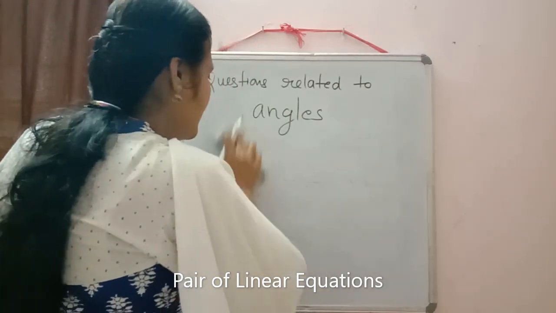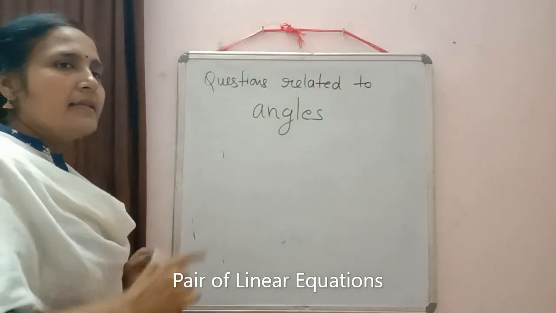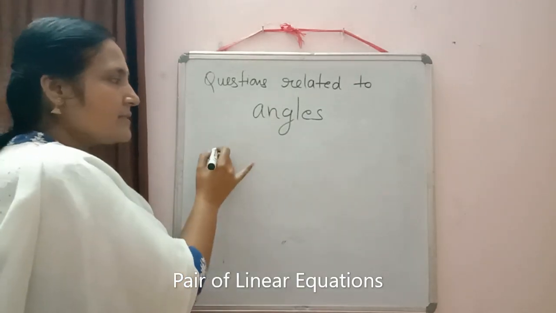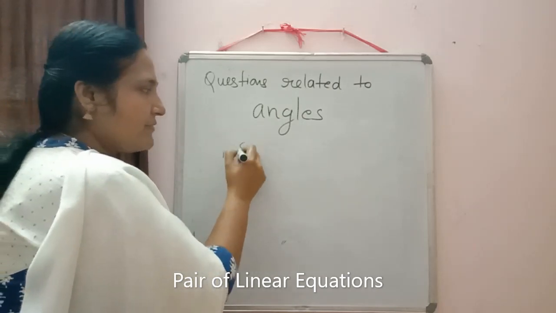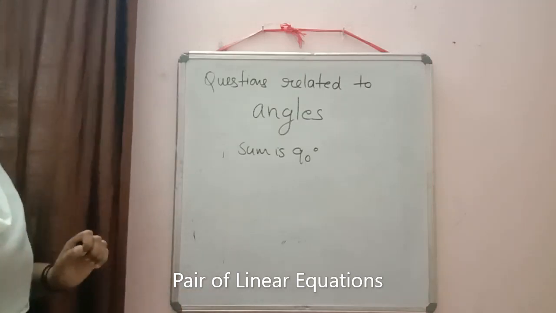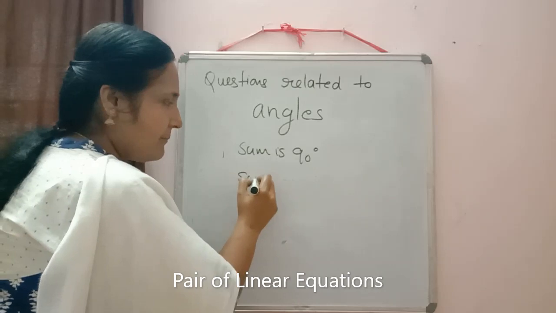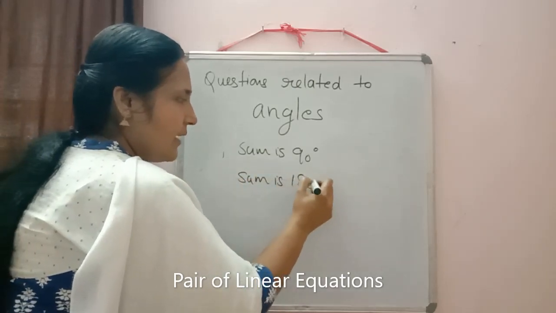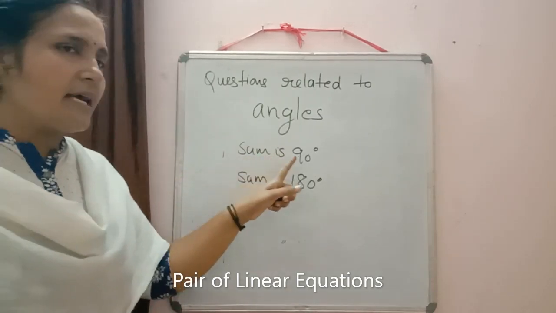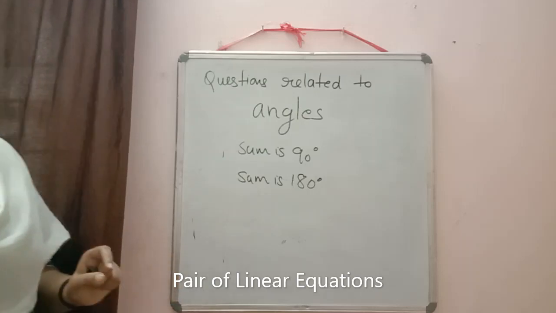What is a complementary angle? When we say two angles are complementary, if you don't know, just write it down. Two angles are said to be complementary if their sum is 90 degrees. Then two angles are said to be supplementary if their sum is 180 degrees. So two angles are complementary if their sum is 90 degrees, supplementary if their sum is 180 degrees.